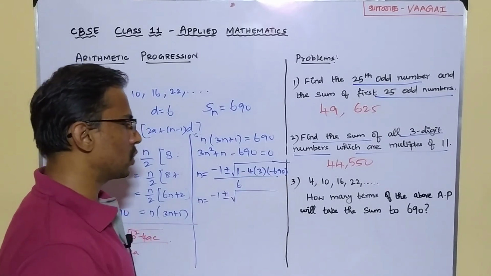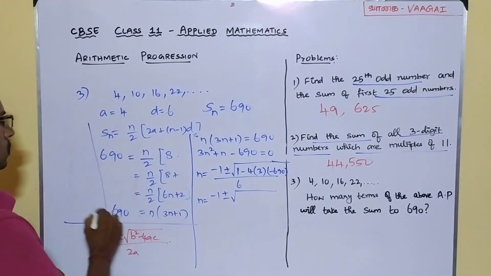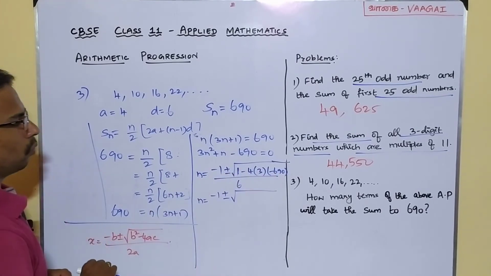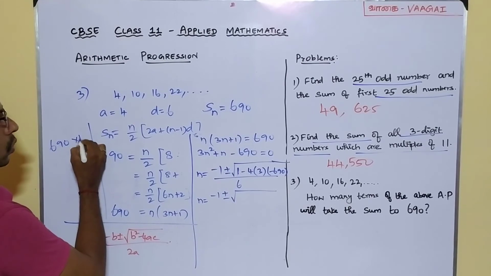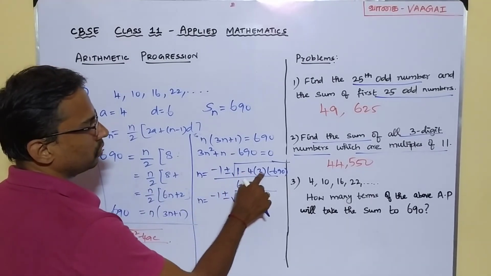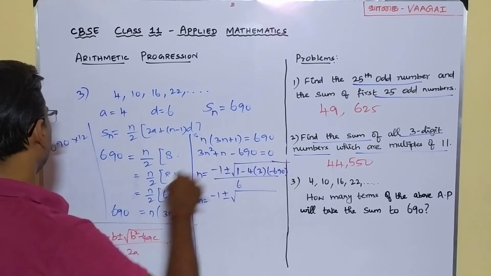So 690 into 12 will give you, so let's take some free space here. So we have some free space here. So 690 into 12. What would be 690 into 12? Because we will be having 4 3s are 12, and 12 times 690 would give us the answer for this particular step.